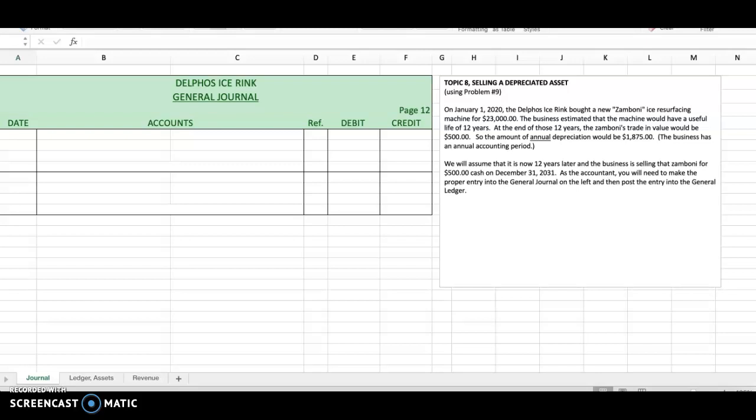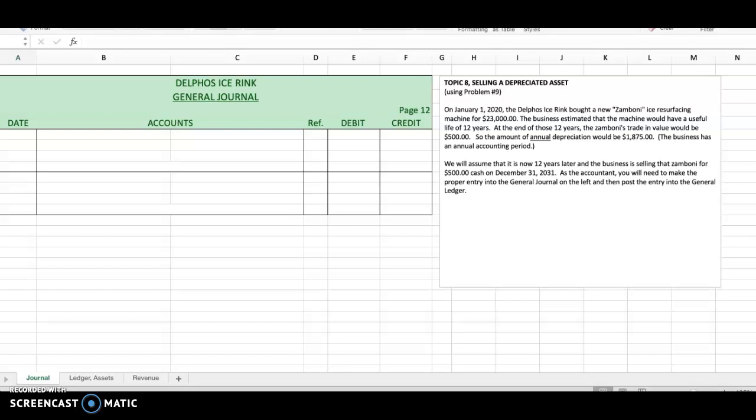This video continues to deal with depreciation. On your screen, you see the general journal of a company we had last week. The Delphus Ice Rink purchased a couple large assets, and you had to determine the annual depreciation rate and enter a couple entries in the journal and the ledger.